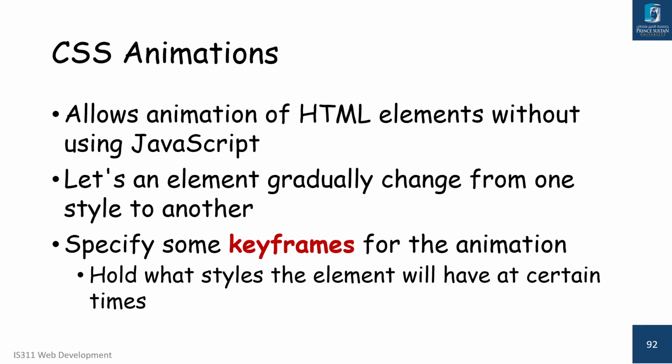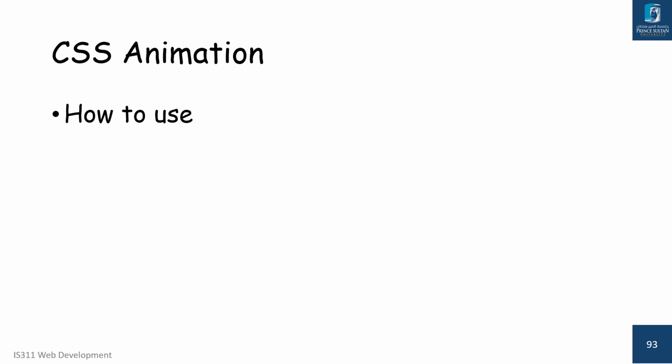It lets an element gradually change from one style to another. So we are changing the style from one to the other, and specifying some keyframes for the animation, which hold what styles the element will have at certain times. So how do we use it?